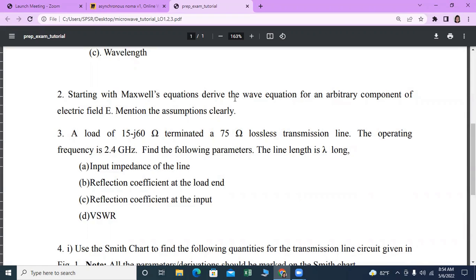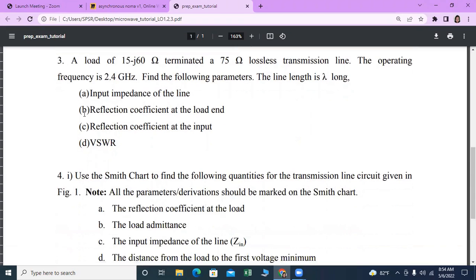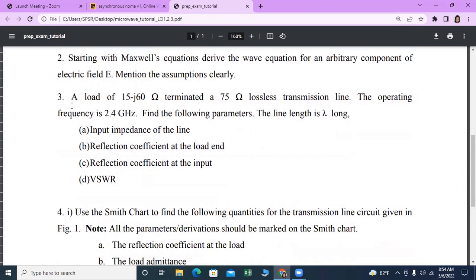other Maxwell's laws to assume that the divergence of the electric field is equal to 0. So the derivation that we have done in the lecture, I think you can refer and you can use that to answer this question, right? And then let's move to the third question.